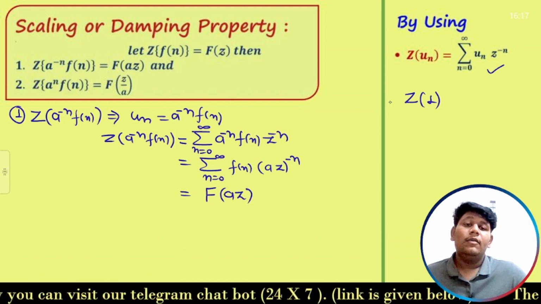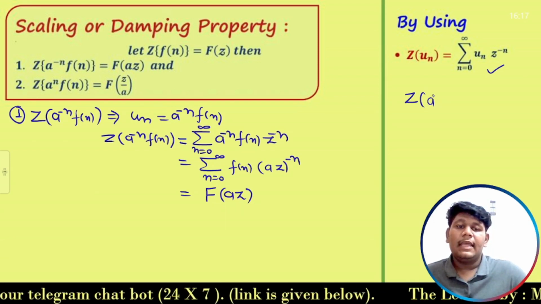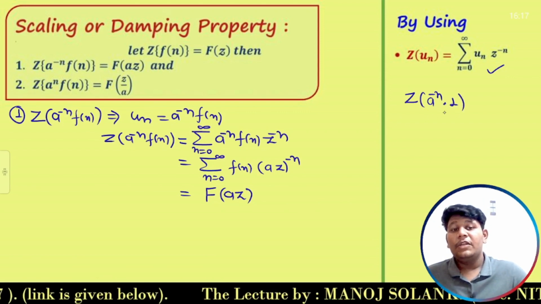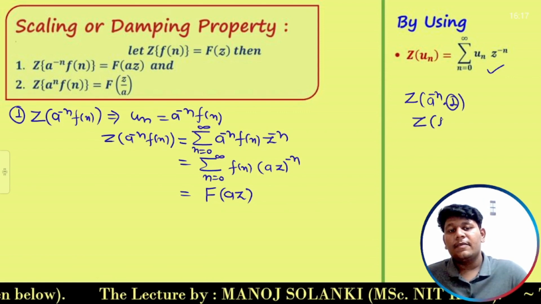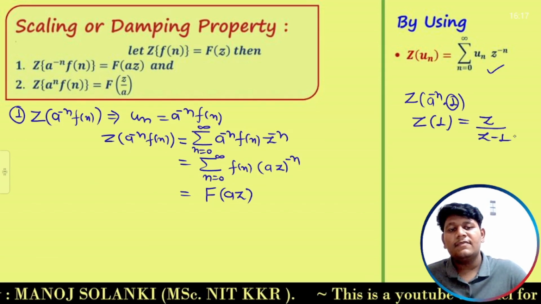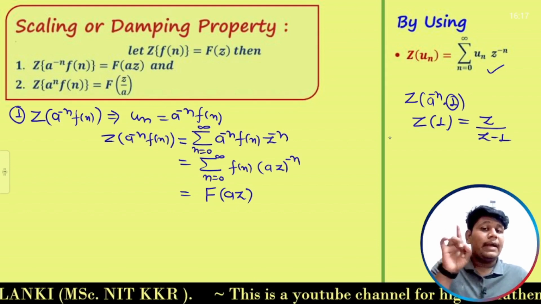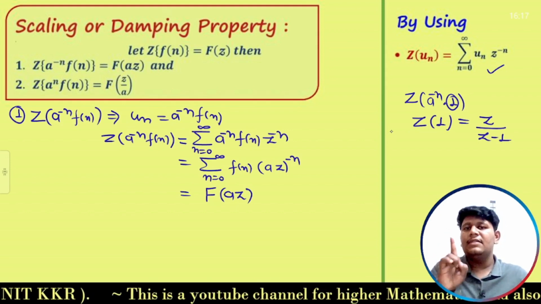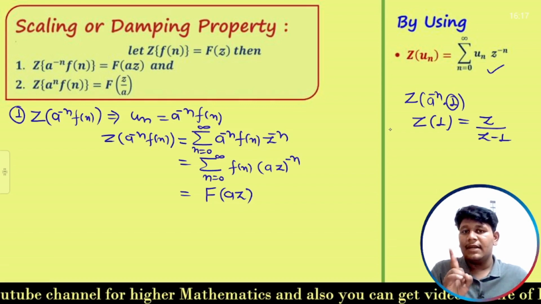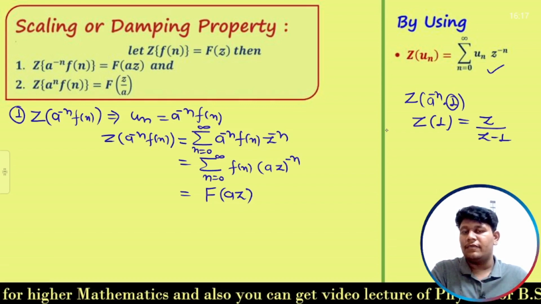Now if you have z power minus a n into 1, we know that the z transformation of 1 is nothing but z upon z minus 1. But a power minus n is a multiplication with 1, for a function u(n) that is nothing but 1. So it is a power minus n into 1.